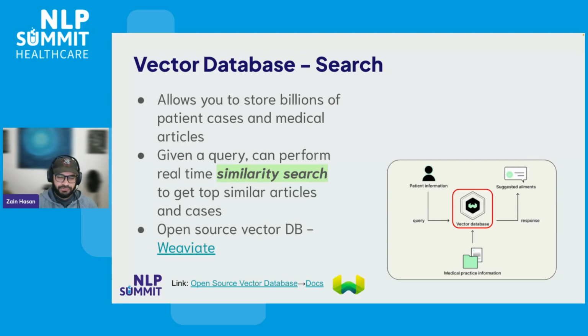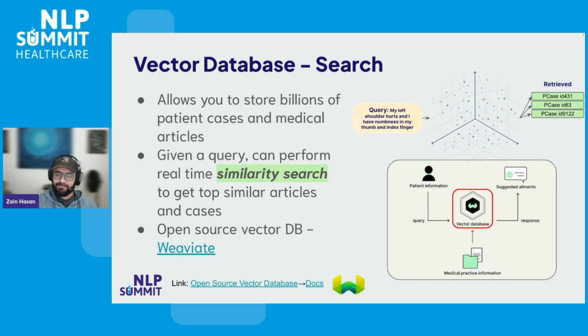And so here we use the open source vector database called Weaviate. You can have a look at this. It's really easy to get started with. But essentially how this works is given a query, so here it could be my left shoulder hurts and I have numbness in my thumb and index finger. This could be what a patient comes to you with. You put that into the vector database, and we'll talk about how that happens in a second. But outcome, once this is put into the database, you retrieve the most related patients. So here, ID 43163 and 9122 are the most related to this new patient that you're seeing, and the most related articles. And so this is what a vector database does. It performs vector search over your millions of documents, and it says these are the most relevant ones.